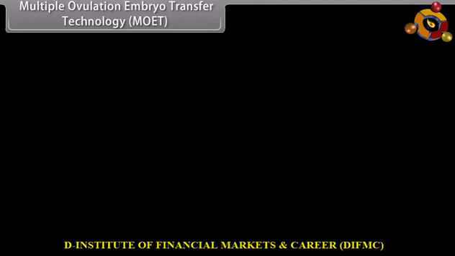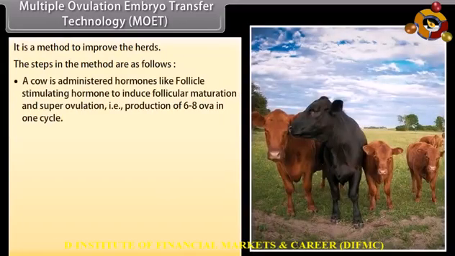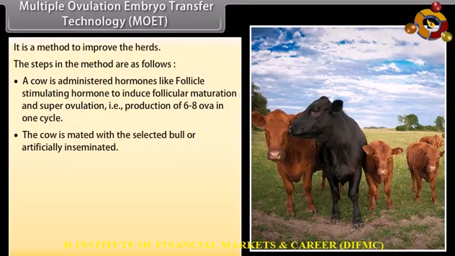Multiple ovulation embryo transfer technology, MOET. It is a method to improve the herds. The steps in the method are as follows. A cow is administered hormones like follicle-stimulating hormone to induce follicular maturation and superovulation, that is, production of 6 to 8 ova in one cycle. The cow is mated with the selected bull or artificially inseminated.